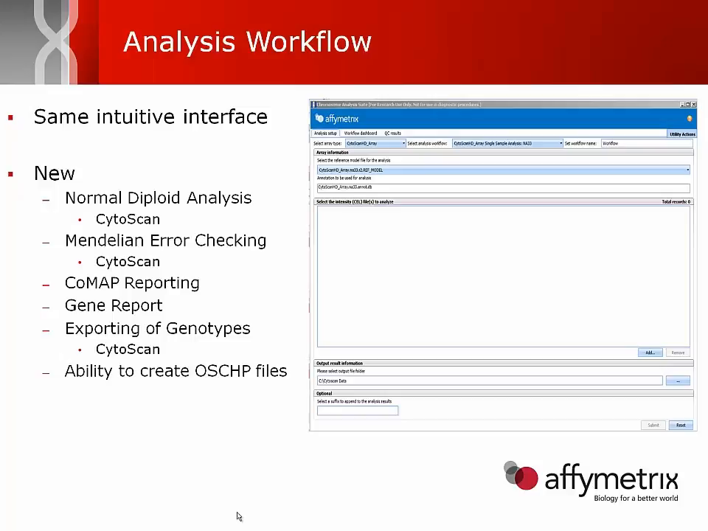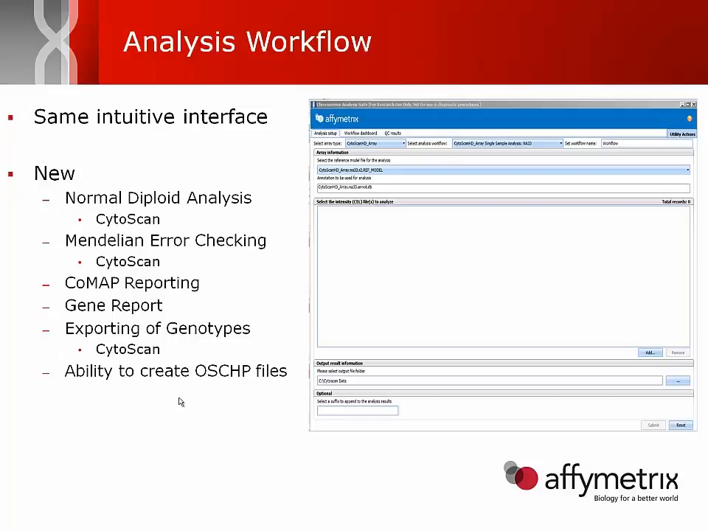So it has the same intuitive interface that we've always had, but we have some new workflows and new reports that are available within this module. So we'll talk about the normal diploid analysis. This is going to be for cancer samples run on Cytoscan. Mendelian error checking, also available for Cytoscan, and this is going to compare the genotypes between a duo or a trio of data. COMAP reporting.